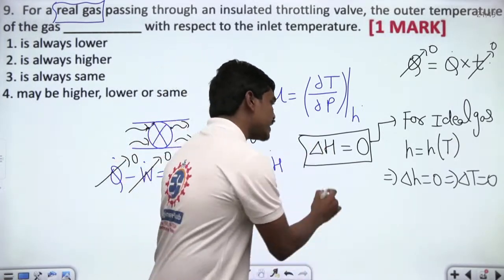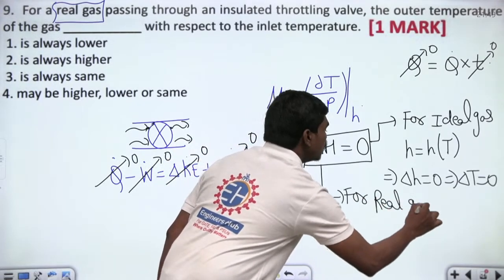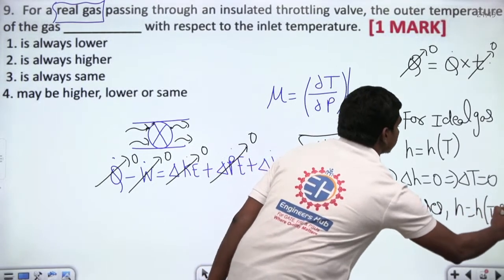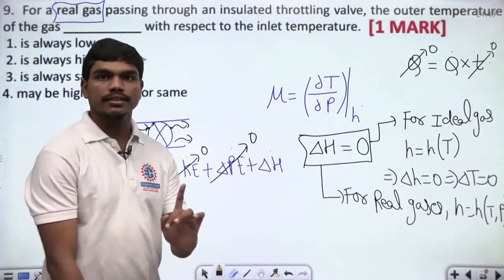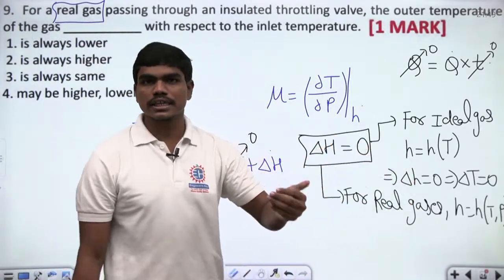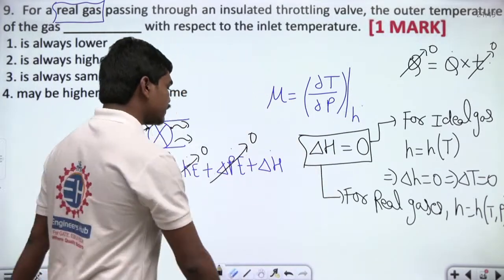But for real gases, your enthalpy is a function of both temperature and pressure. Okay, so both temperature and pressure. And in throttling, temperature may remain the same for an ideal gas, but the general phenomenon that occurs in throttling is that there is some pressure drop. Correct? You have seen this in refrigeration cycles.